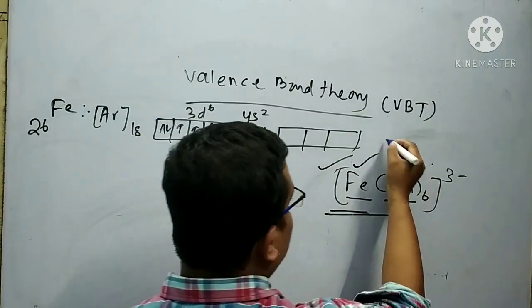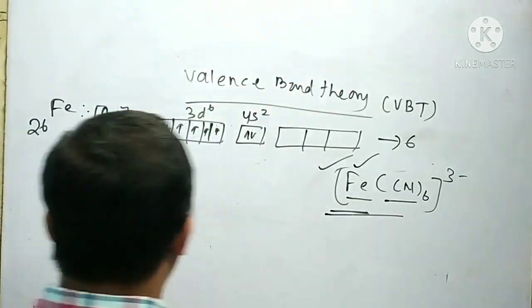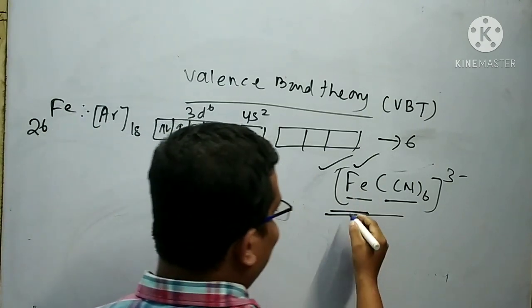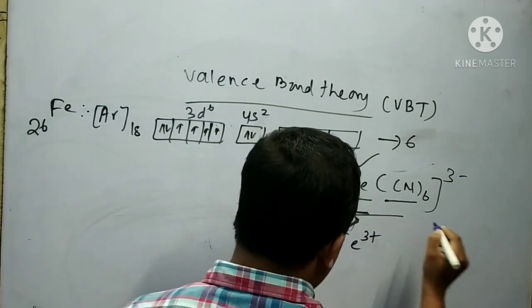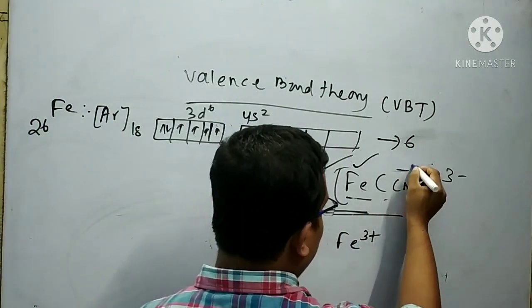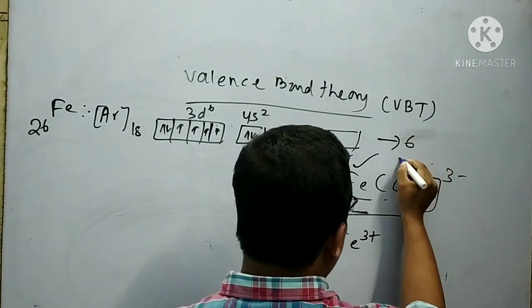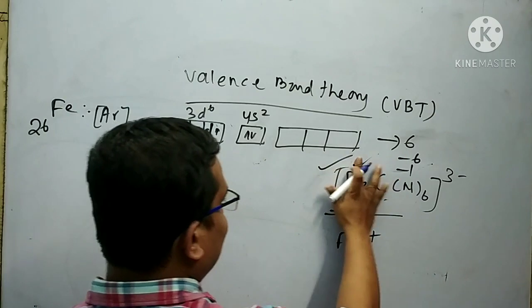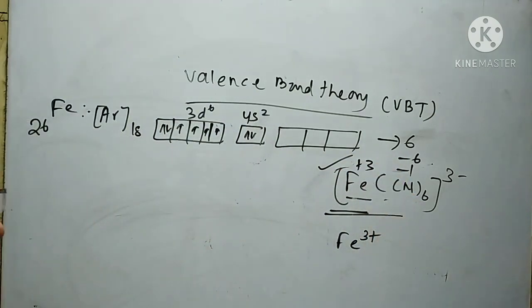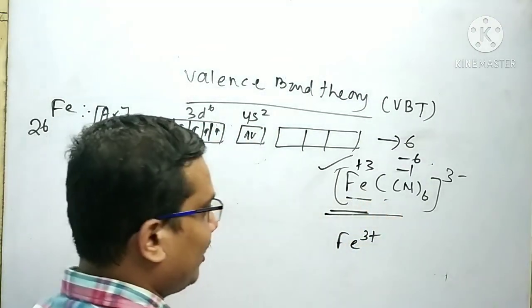Our aim is to form six vacant d2sp3 hybrid orbitals. In this case, iron is present as Fe3+. Look at that, CN has an oxidation state of -1. There are six CN minus, so you can write -6. As a result, it is bound to write +3 here. That means the oxidation state of iron in this case is +3.